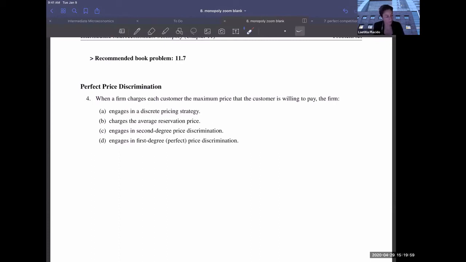Now we're going to move to price discrimination. So far we assumed that the monopolist was charging a uniform price to consumers. All consumers would pay exactly the same price for one unit of a good. Now we will consider cases in which the monopolist can charge different prices to different consumers or to different groups of consumers, or even charge different prices for different quantities bought. The first thing I want to do is explain the rationale for price discrimination.